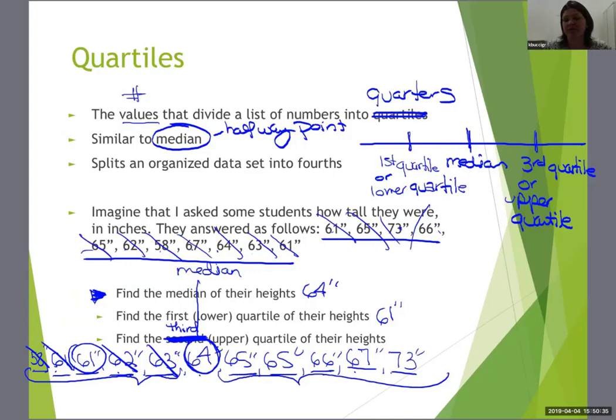Okay, we're going to find the third or upper quartile of their heights. So help me out, ladies. Where would I find the third or upper quartile? 66. Exactly. One off the front, one off the back. Again, I'm working with the right-hand list, and I get 66 inches for the upper quartile or third quartile. Let's take a look at how that is going to appear now on a box and whiskers plot.